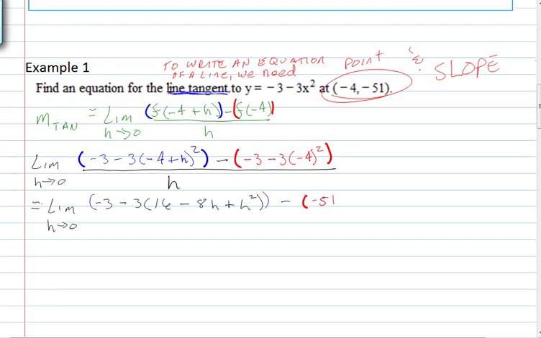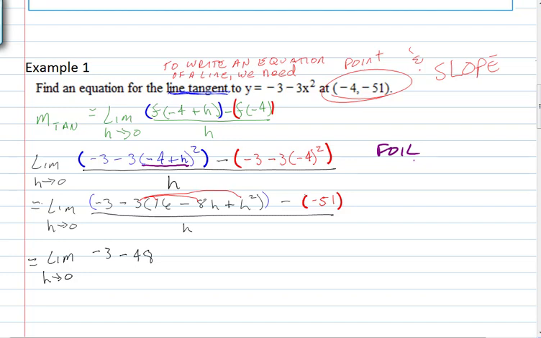And when you subtract a negative 51, you get positive 51. This is now going to be the limit as h approaches 0 of negative 3 minus 48, because I'm distributing this negative 3 here, right? By the way, you had to FOIL this out. That's where this came from right here.